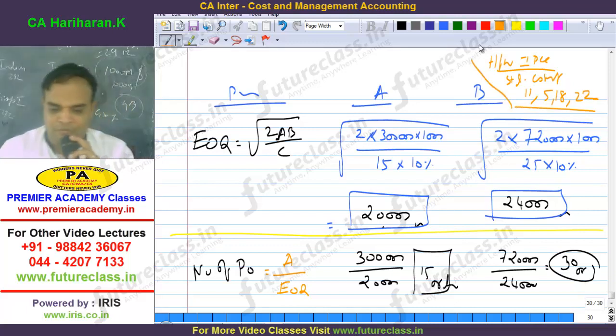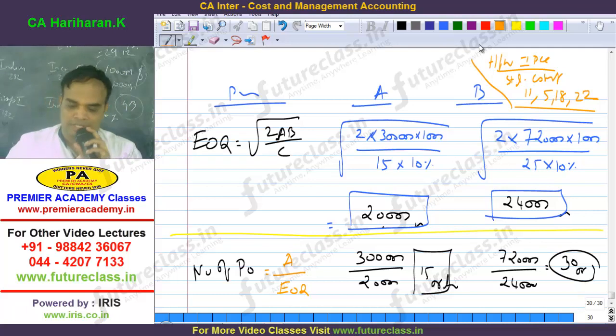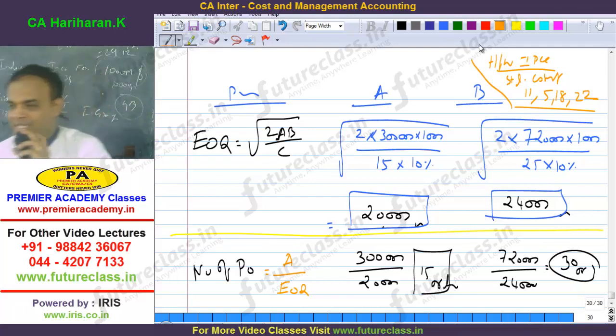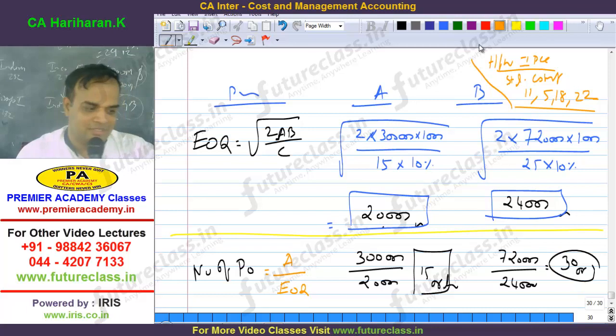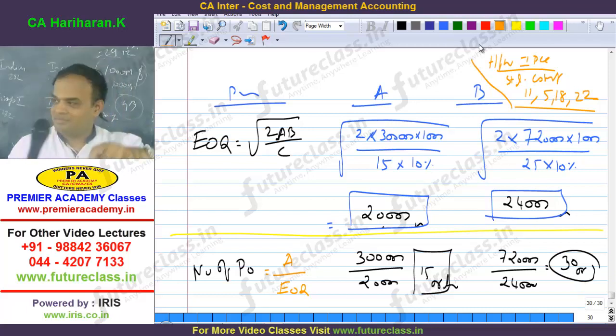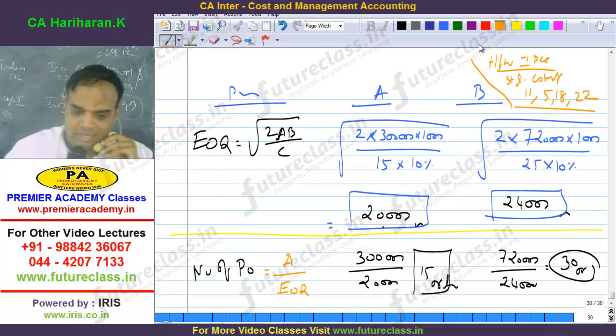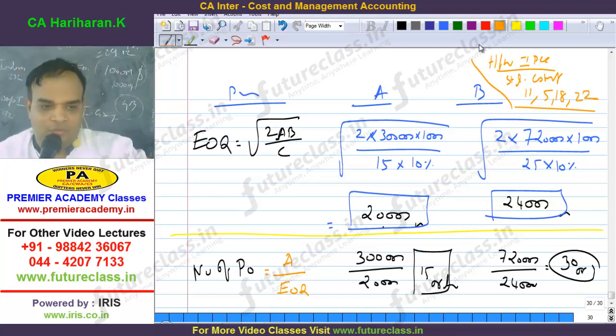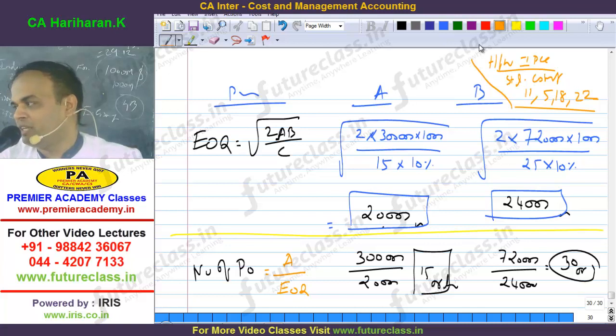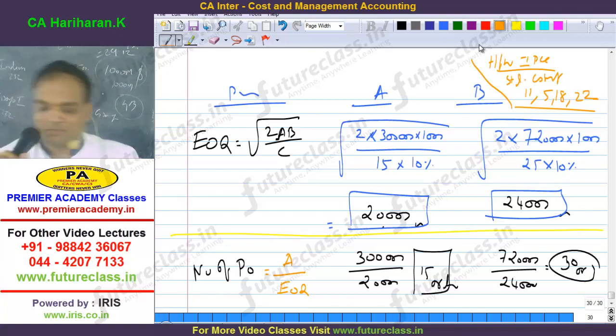IPCC homework: the 5th question, 11th question, 18th question, and the 22nd question. For intermediate, all answers: the 5th question, 11th question, 18th question, and the 22nd question. And the theory question: the difference between fixed budget and flexible budget. Fixed versus flexible budget.